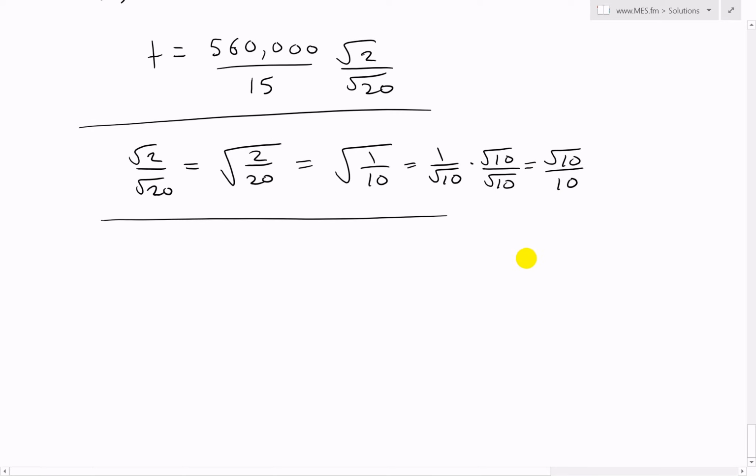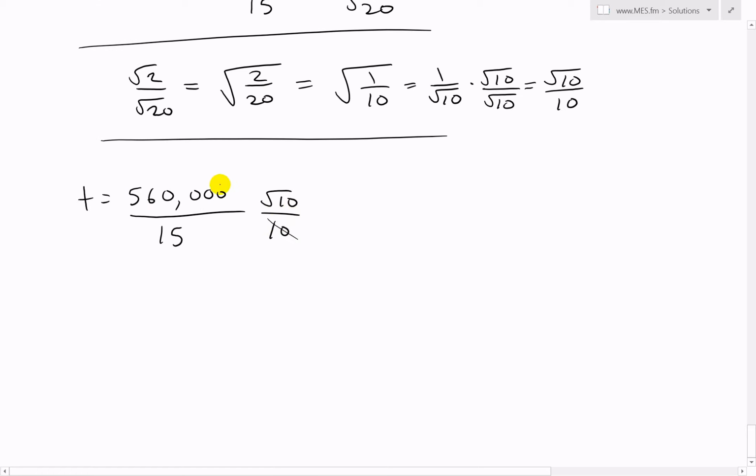So what we end up finally getting is 56,000 divided by 15, and then this square root 2 over square root 20 is just going to be square root 10 over 10. So let's just cancel, this 10 cancels, removes a 0 here, so this is going to be 56,000 now, and because this is a 15, it's a factor of 5, I'm going to write this as 5 times 3, as my calculus book does.